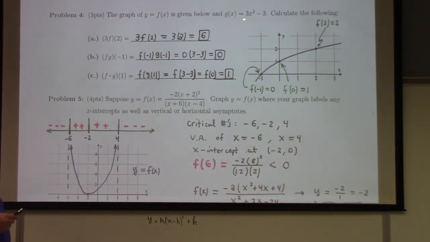G of 1, plug it in up in here, we get 3 times 1 squared minus 3, so g of 1 is 0 again. Right? G of 1 is 3 minus 3. So we have f of 0. What is f of 0? Well, go back to my graph. F of 0 is 1. So the answer is 1.